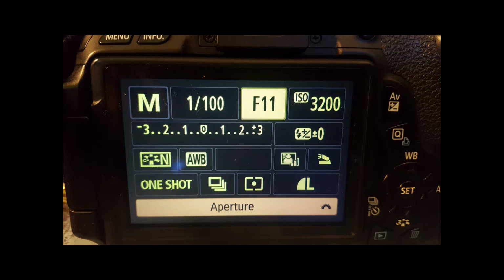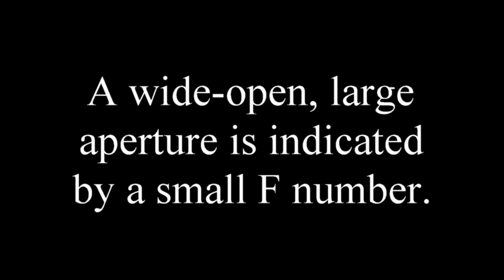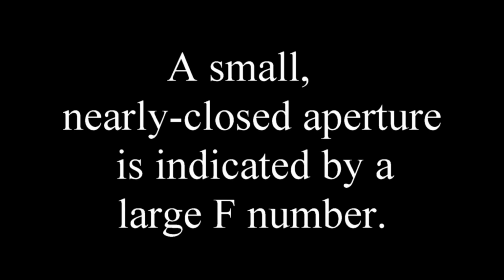Aperture is technically an opening in your lens through which light passes into your camera. It is critically important to realize this. A wide open or large aperture is indicated by a small number. A small or nearly closed aperture is indicated by a large number.